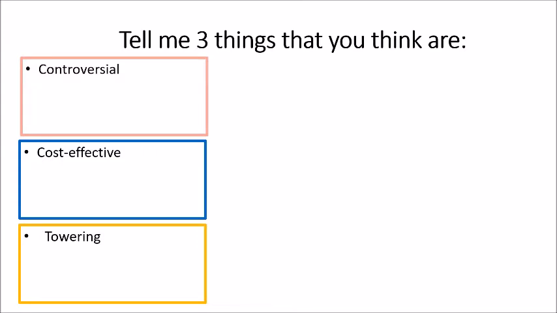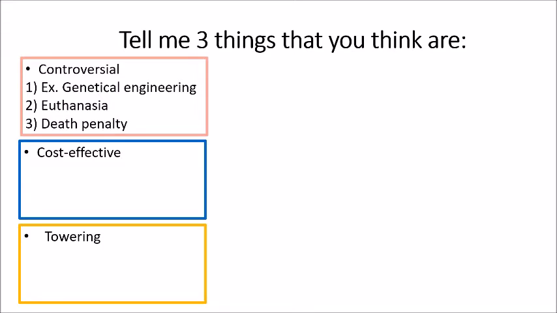Right. Now, in this activity, guys, you had to tell me 3 things that you think are A, controversial, B, cost-effective, and C, towering. So we used the first example for controversial, which was genetic engineering. You could have also said a series of other things, but here are 2 more examples. We have euthanasia, which is assisted suicide. So this is practiced in some countries and it is also quite controversial, or some people have an opinion different to what other people think about it. Okay, it's legal in Switzerland.